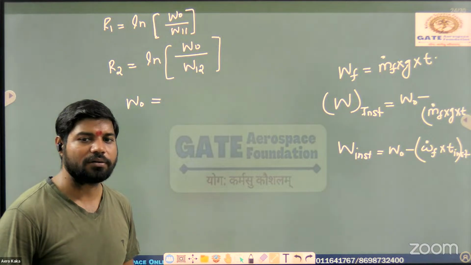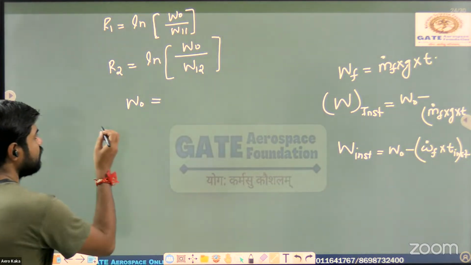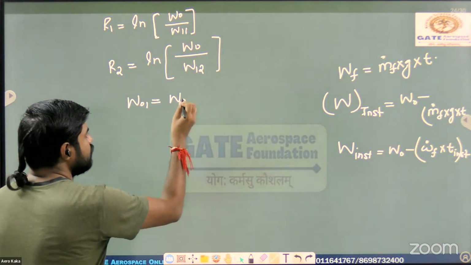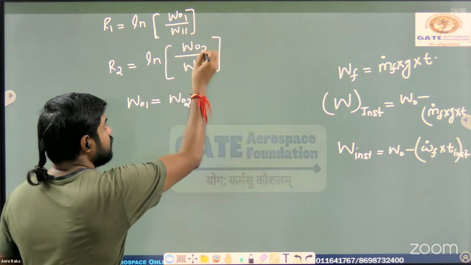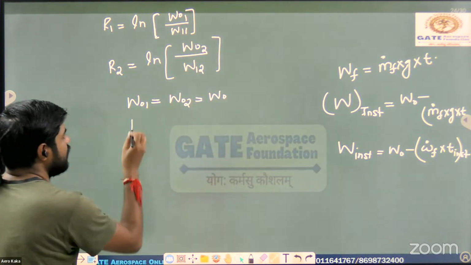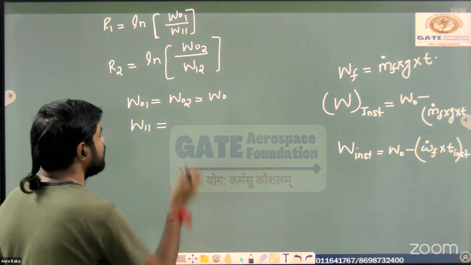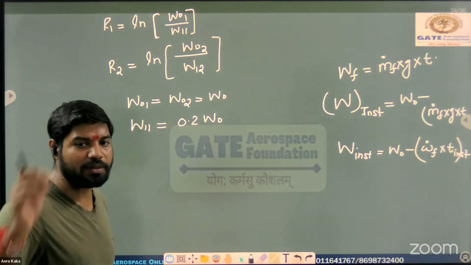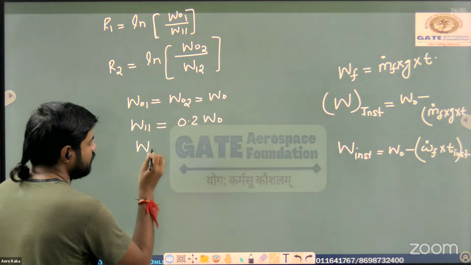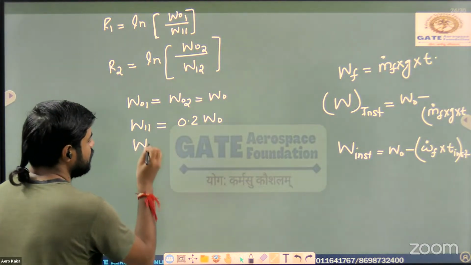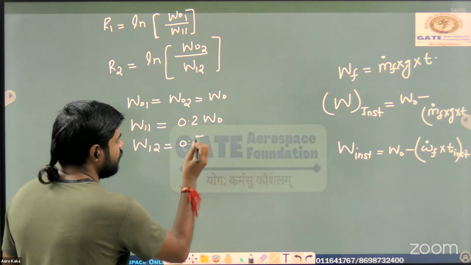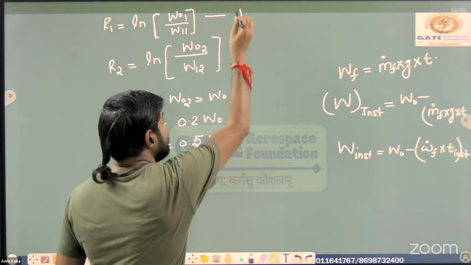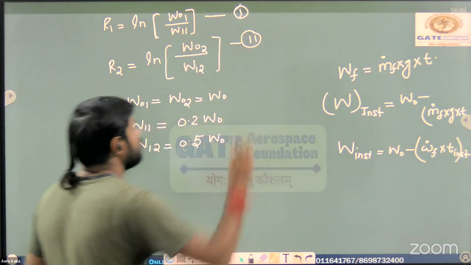Am I audible? So what is the value of W11 in this case? You can write here W01 is equal to W02 is equal to W naught. What is your W11? W11 is given here as 20% of W naught. So it's 0.2 times of W naught. Am I audible to you? Please let me know first. And your W12 is nothing but 0.5 times of this W naught. Just put these values here. Let's say this is equation number 1 and this is equation number 2.